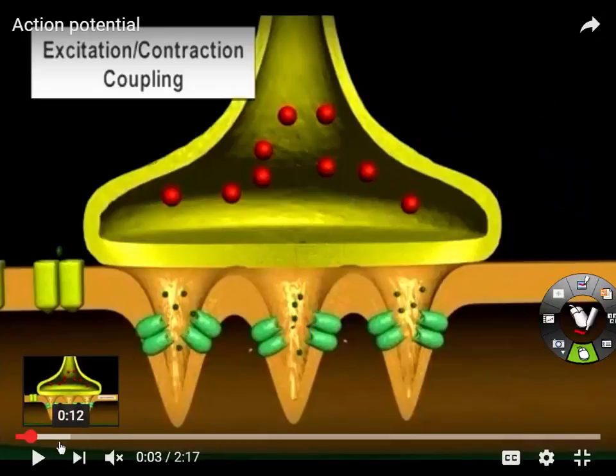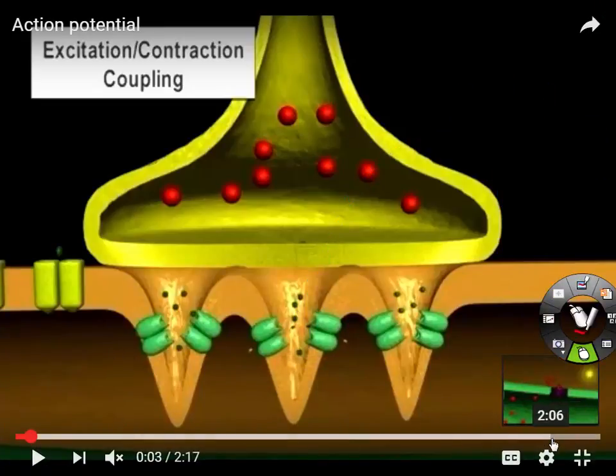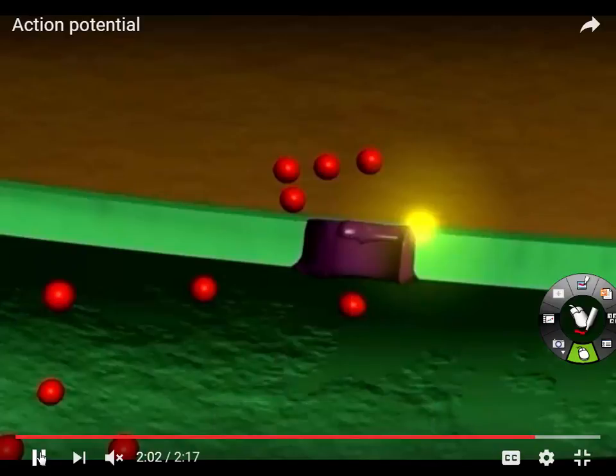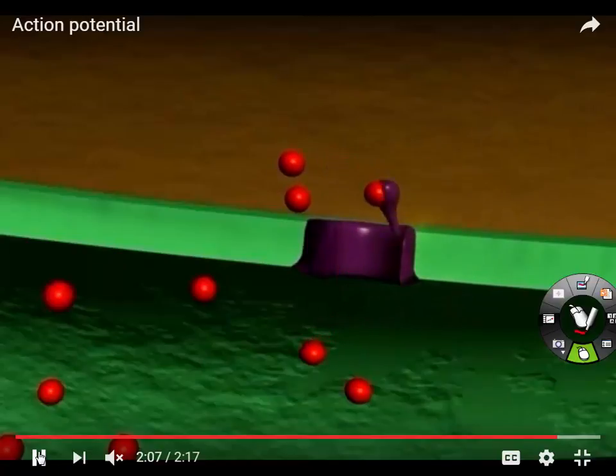Once the electrical impulse is stopped, you have to get the calcium back into the sarcoplasmic reticulum. So embedded in the sarcoplasmic reticulum is a pump called the calcium pump. And it will pump calcium. And you actually have what appears to be a little spoon that you get when you get some ice cream at Baskin Robbins. And it will actually pump the calcium back in.